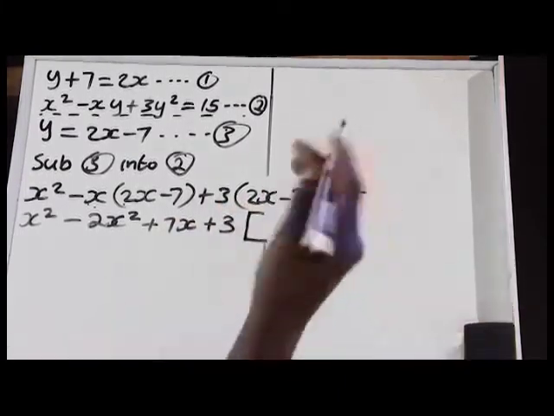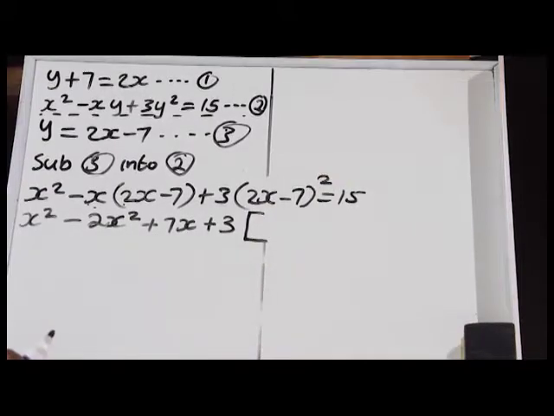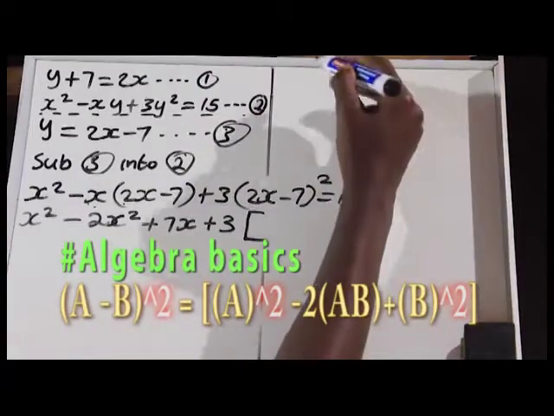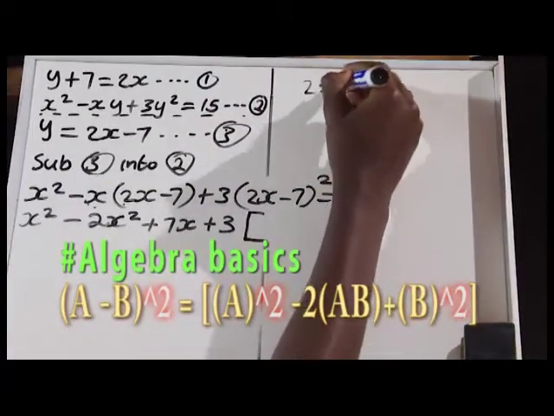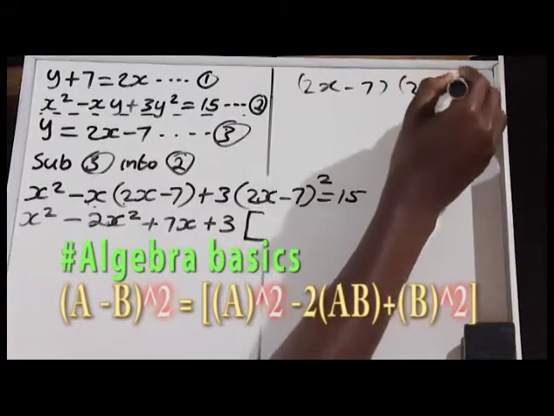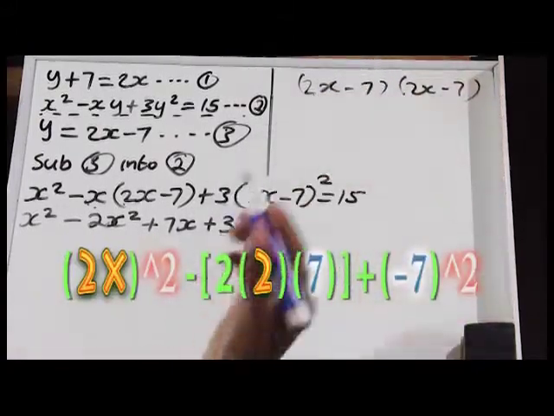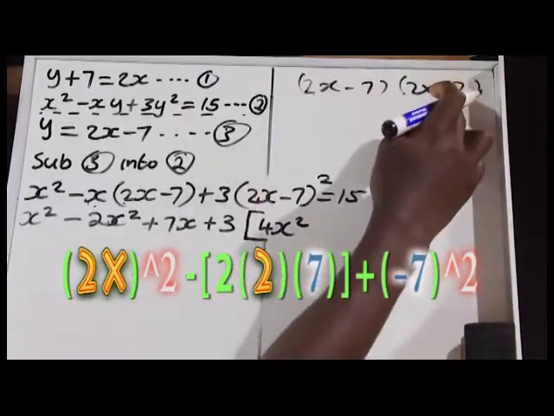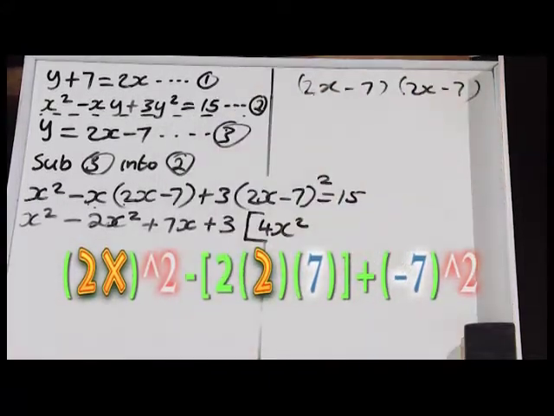Now we have two brackets here. We are not going to expand it here because of time. We're just going to say 2x minus 7 times 2x minus 7. We know that 2x times 2x is going to give us 4x squared. Then 2x times negative 7 is negative 14x.